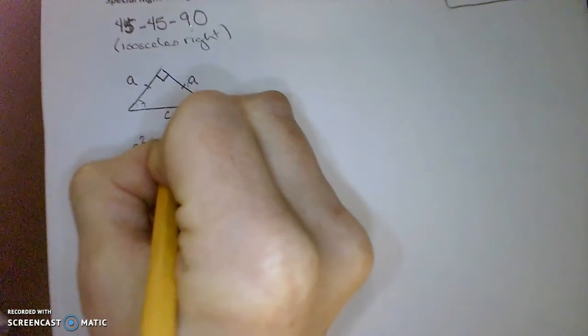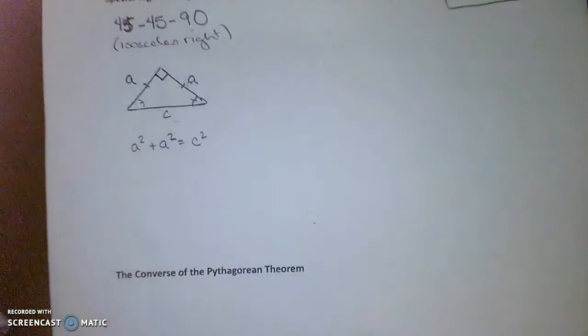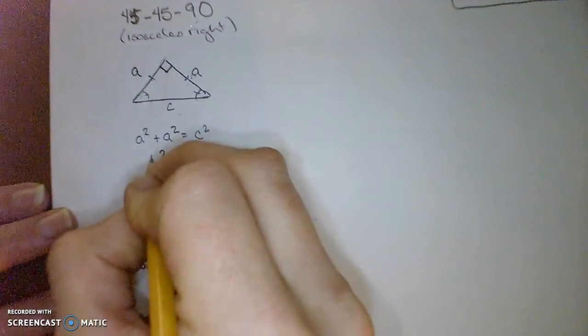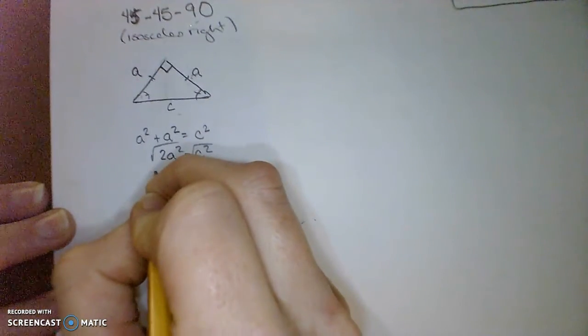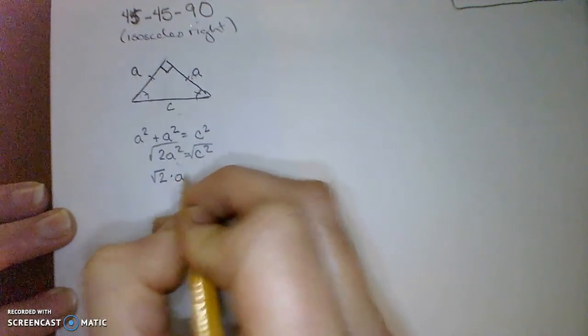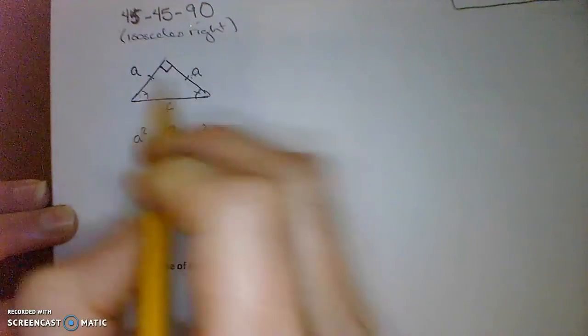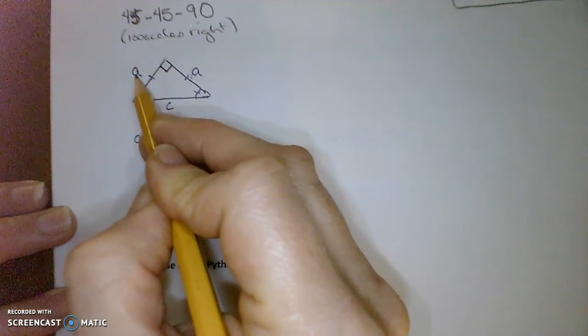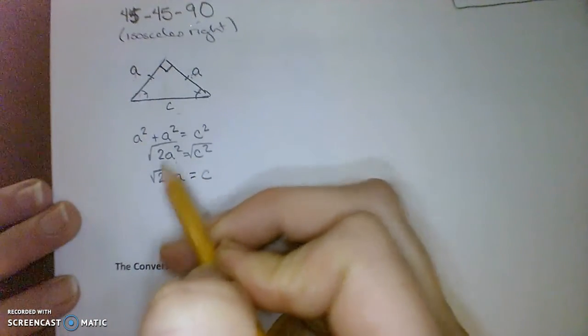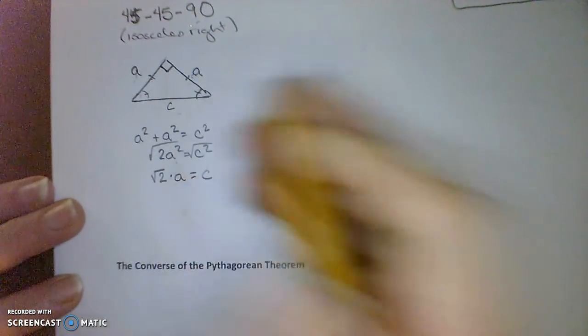So a squared plus a squared equals c squared. So this is 2a squared equals c squared. Then taking the square root of both sides, we get that the square root of 2 times the square root of a squared, which is just a, is equal to c. So now if I know that, say, this is length 5 centimeters, then the length of the hypotenuse would be the square root of 2 times 5 centimeters.